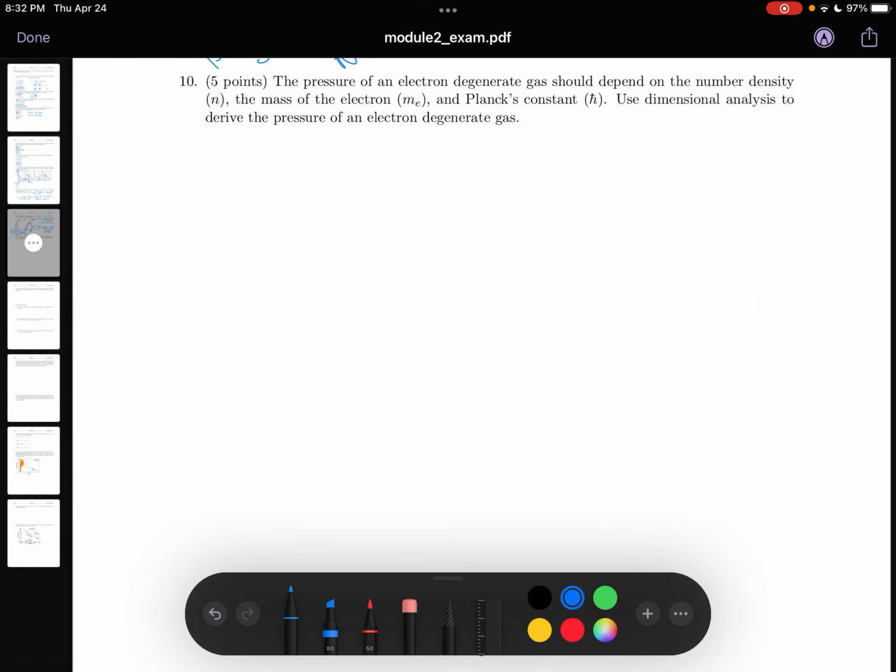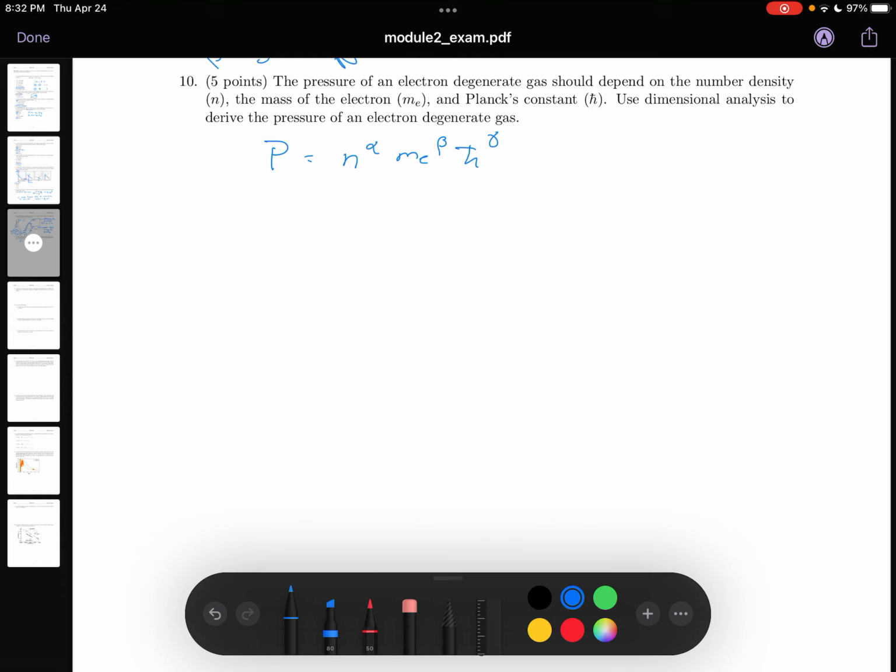Okay, keep going. So number 10, the pressure of an electron degenerate gas should depend on the number density and the mass of an electron, m_e, and Planck's constant. Use dimensional analysis to derive the pressure of an electron degenerate gas. Okay, so we're going to set up our equation saying that pressure is going to go as our number density to some power alpha, mass of the electron to some other power, beta, and Planck's constant to gamma. It's totally fine if you want to use A, B, and C instead of alpha, beta, and gamma.